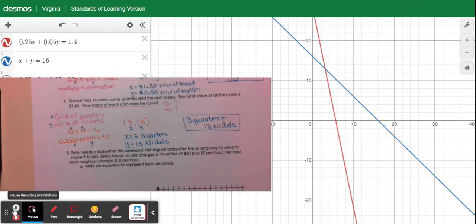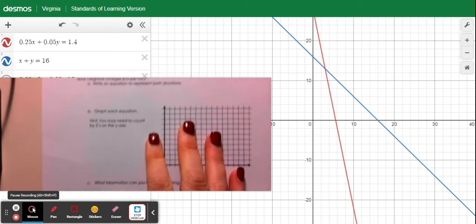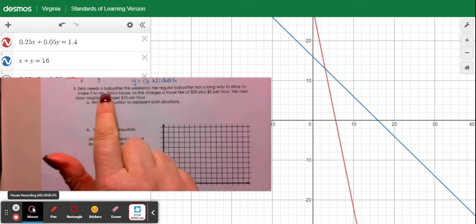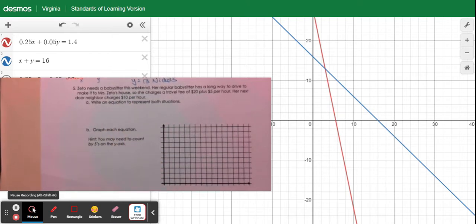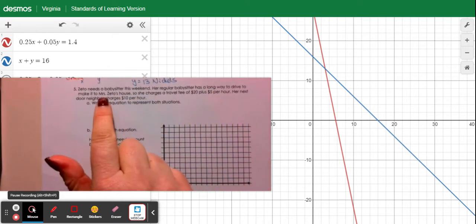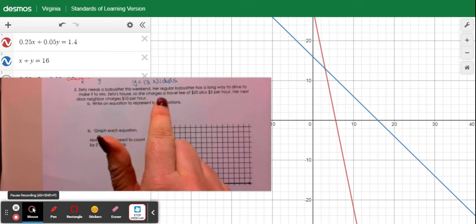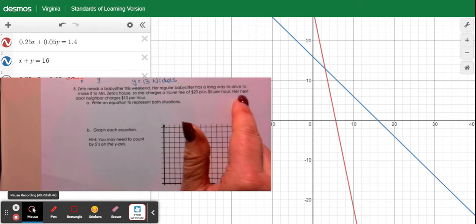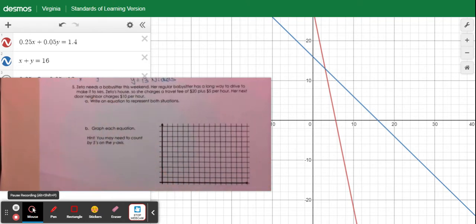All right, we're going to do this final problem now, and this one is going to require us to do a little graphing on our own, but we do need to start with writing 2 equations. Mrs. Zito needs a babysitter this weekend. Her regular babysitter has a long way to drive to make it to Mrs. Zito's house, so she charges a travel fee of $20 plus $5 per hour. Her next door neighbor charges $10 per hour.